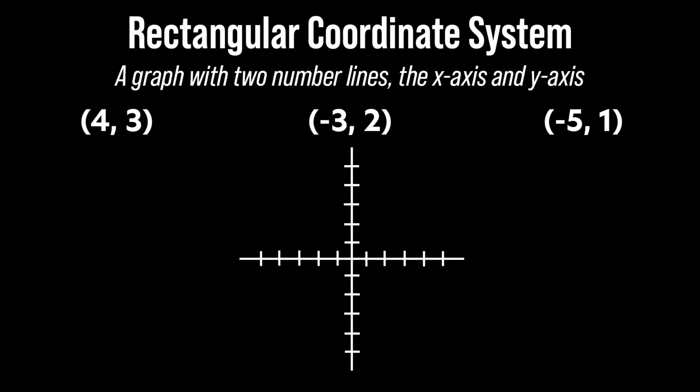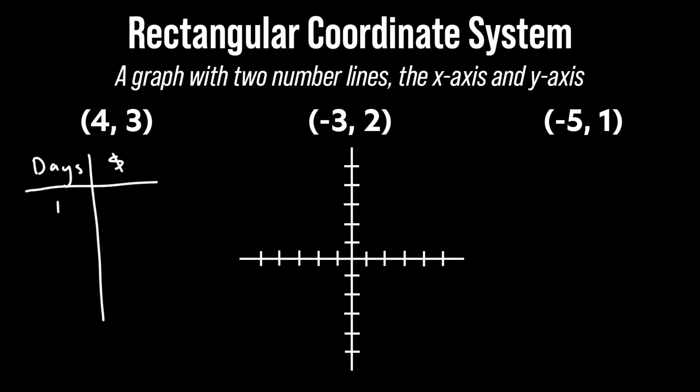Today, we're going to talk about the rectangular coordinate system. It's a graph with two number lines, the x-axis and the y-axis. Let's say you have a chart where you have days and you have money. And let's say that you gain $2 of passive income every day.